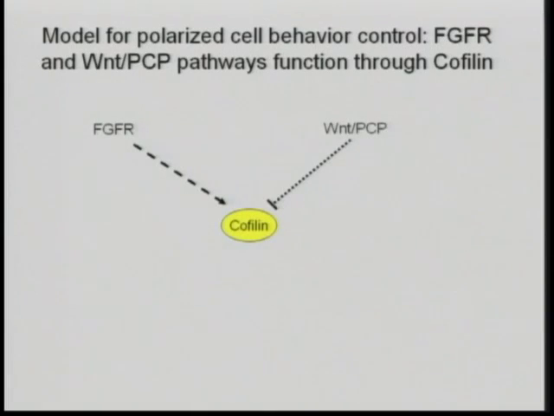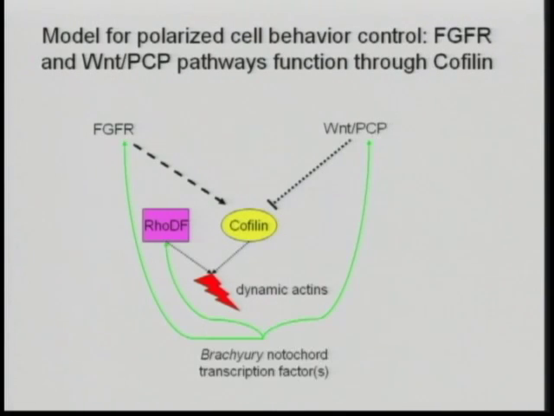So this is a summary of our model. Basically, what we think now is that Cofilin is regulated by both of these processes in the notochord. The FGF receptor pathway actively controls Cofilin activity, while the Wnt PCP pathway negatively regulates Cofilin activity. And remember, in the notochord, Cofilin expression itself is not regulated, so it's constitutive. However, you have the positive regulator of actin dynamics, RhoDF, that's transiently upregulated. Together, you have both active and negative regulators of the process, and together they form this dynamic actin behavior in the notochord cells.